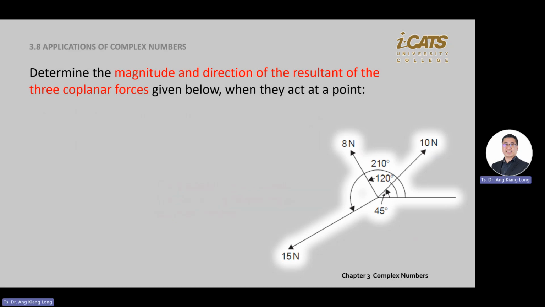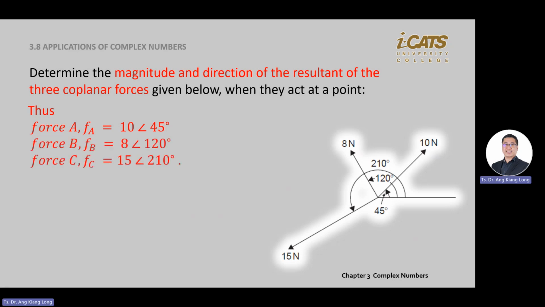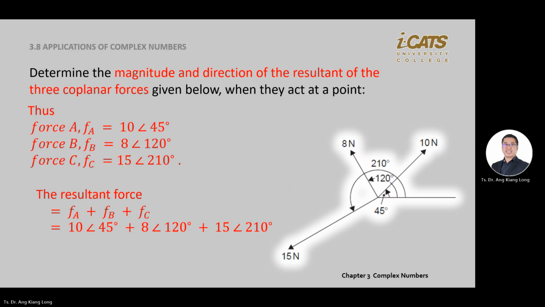Once you have this diagram, you can write in polar form, FA equals 10 angle 45. Do the same for B, and the same for C. Then the resultant force is the addition. So you have real numbers and imaginary numbers. Real number: 10 plus 8 plus 15. Angle, because it's an addition.